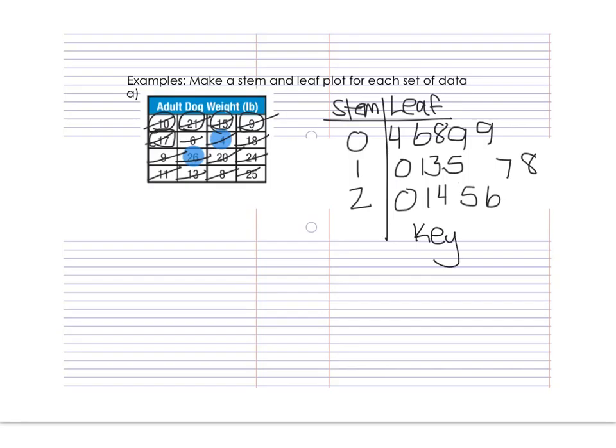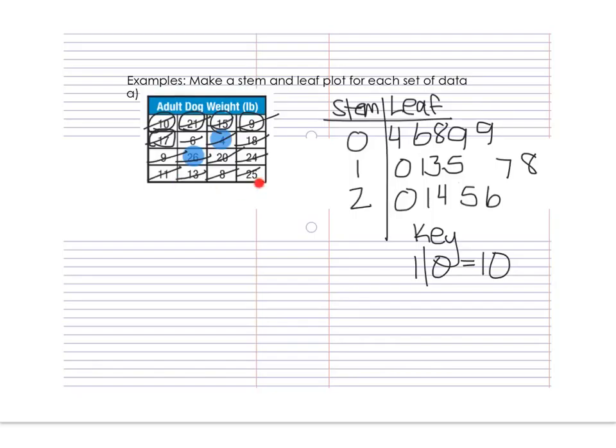And what I do for my key is I usually just pick the first number in the table. And I'm going to tell the reader that for 10, the stem was 1 and the leaf was 0. So I do 1, big slash 0, and I'm going to tell that reader that's actually equal to the number 10 and not something else.